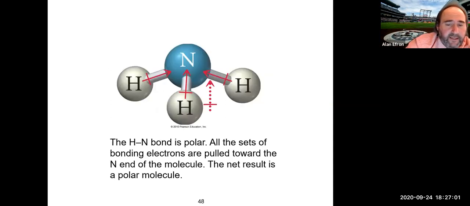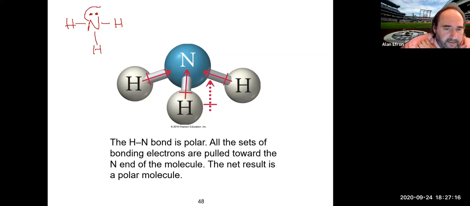So NH3 here, for example, would also be a polar molecule. So if we drew NH3 in our Lewis structure form, if it was me, I would draw this and go, I see dots, I see everything attached is the same. I'm good to go with polar molecule. And this would be a polar molecule in this case.